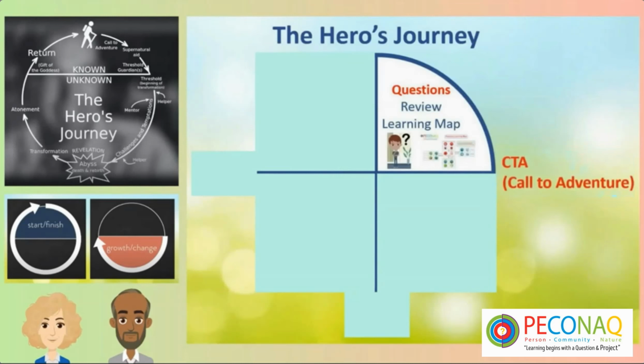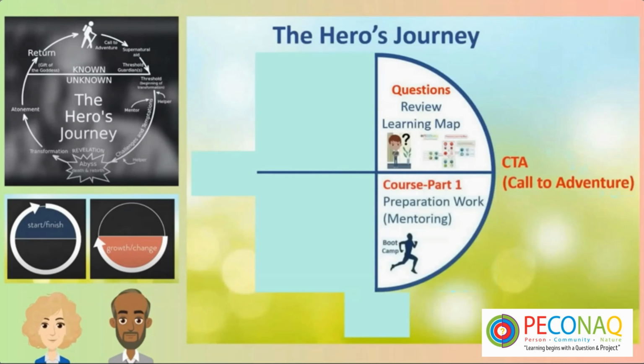Once the student has enrolled and embarked on the adventure course, the student enters into the second quadrant, which is the bootcamp stage of preparation for the hero's journey into the unknown in the third quadrant. This is part 1 of the course, where the student hero will acquire the knowledge that they need to apply in their project in the third quadrant stage.